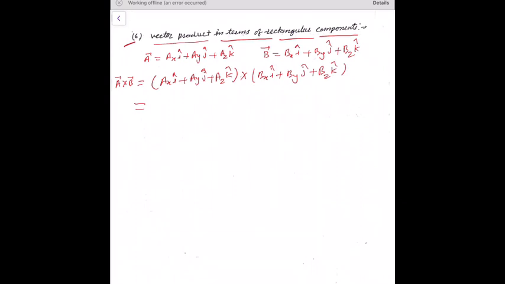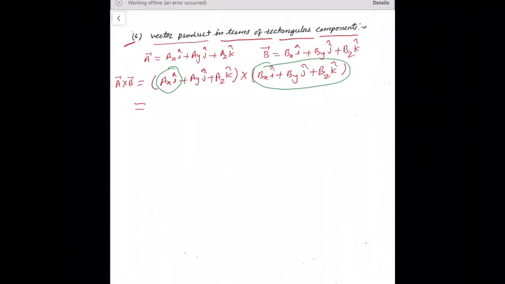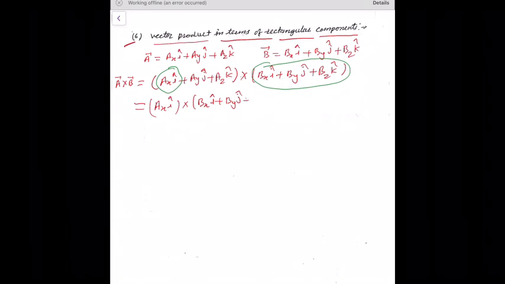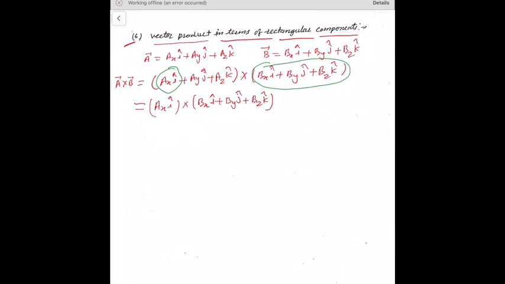So A cross B vector is equal to, first, cross product of ax i cap with bx i cap plus by j cap plus bz k cap. So ax i cap cross bx i cap plus by j cap plus bz k cap.